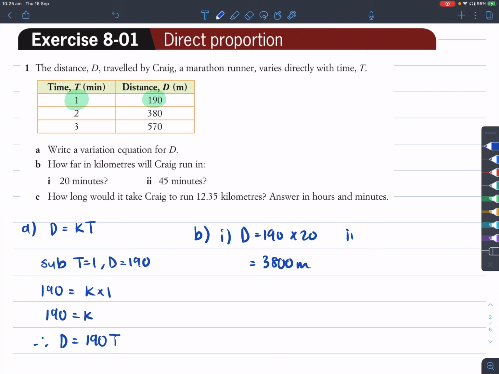For part 2, how far in kilometers will Craig run in 45 minutes? We substitute in 45, so that will be 190 times 45, and that will be 8,550 meters.